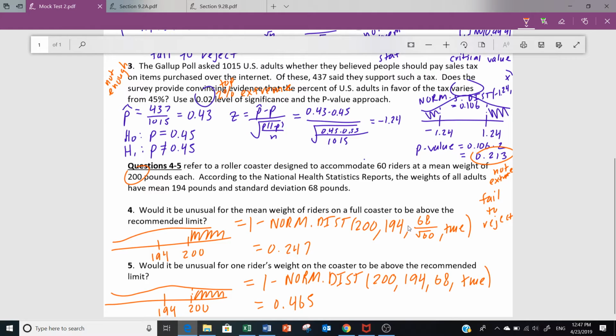Unusual would usually be 10% or less, so neither of these are really unusual. But this is less likely to happen than this one. This one is 47%, this one is 25%. It really depends on your significance level. If you don't have a significance level, it's up to you. Neither of these are unusual because this is a really high chance. This is a 25% chance. That's 1 in every 4 roller coaster rides, there's going to be a problem. And this is a 47% chance.